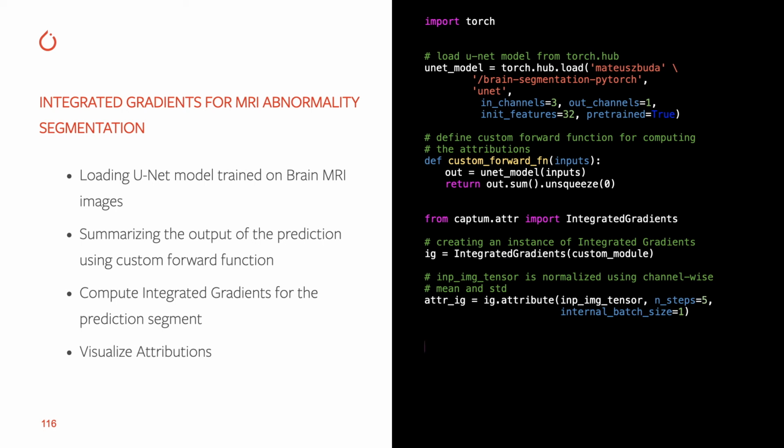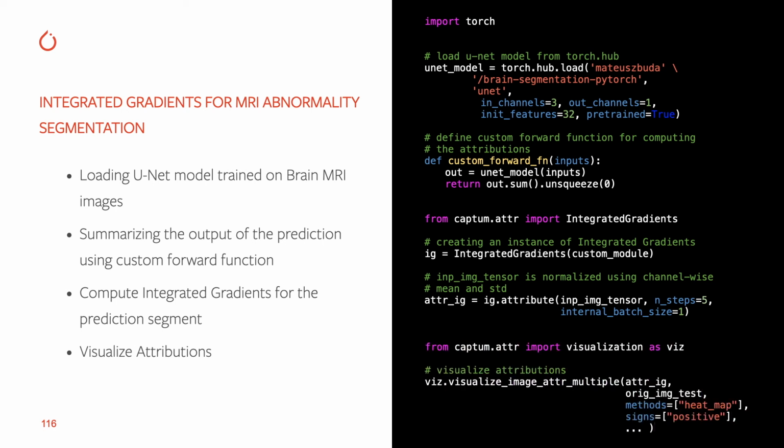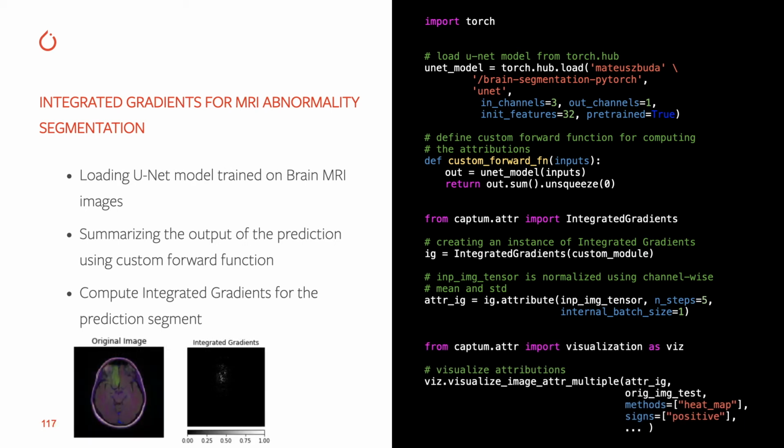After computing integrated gradients, now we can visualize the attribution scores. On the bottom left of this slide, we can see the original image and corresponding attribution maps. Light colors mean high positive attribution scores. In this example, we can see that in the area of abnormality, we observe important pixels that contribute to the prediction highlighted with white dots and concentrated in the area of abnormality.